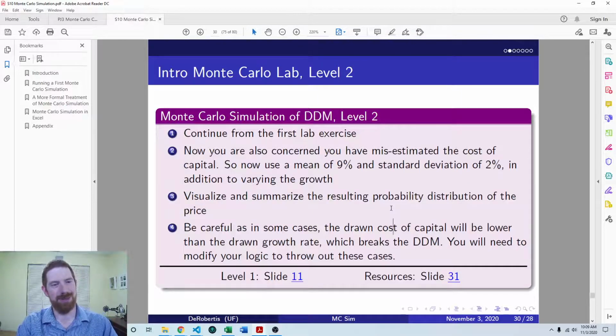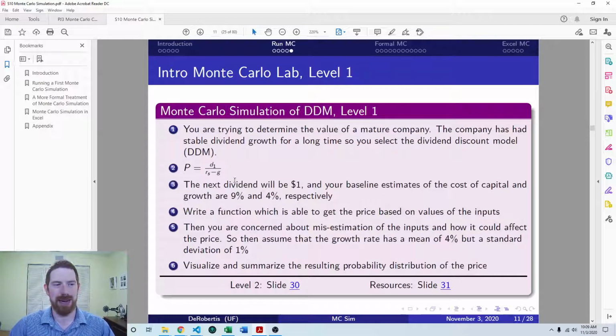And now you have to be careful in this level 2 exercise that there is a condition in the dividend discount model for it to be valid. When we look at the dividend discount model, we have this denominator, the cost of capital minus the growth rate. For the model to be valid, the cost of capital has to be greater than the growth rate. Otherwise, this denominator becomes negative, the price becomes negative, which is nonsensical. So that's actually an assumption of the dividend discount model that the cost of capital should be greater than the growth rate.